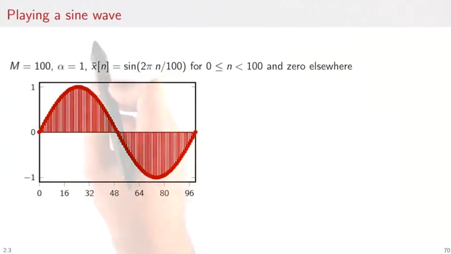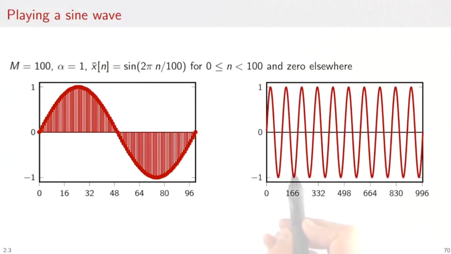So for example, if we want to play a sine wave, M is equal to 100, alpha is equal to 1, x[n] is equal to 1 period of a sine wave, sine of 2 pi times n over 100, and then this will be nicely repeated by our recursive loop and generate a sine wave that is indeed equal to a 440 Hz sine wave. Let us now listen to a sine wave of frequency 440 Hz.